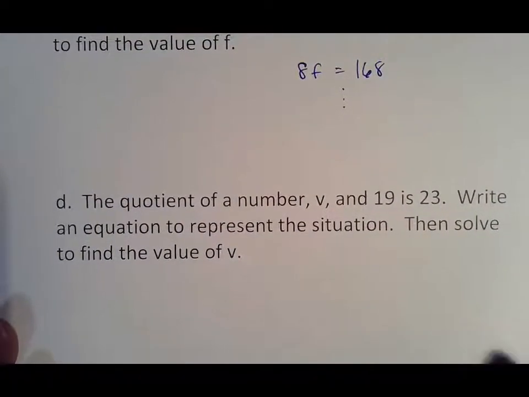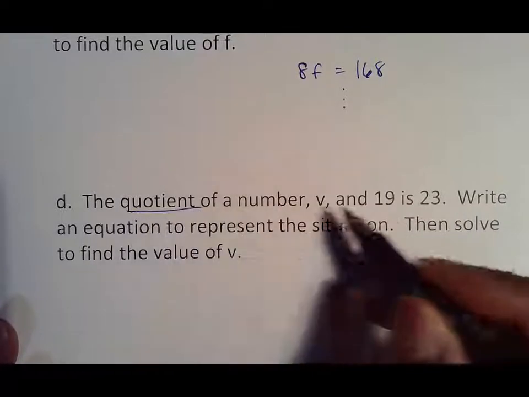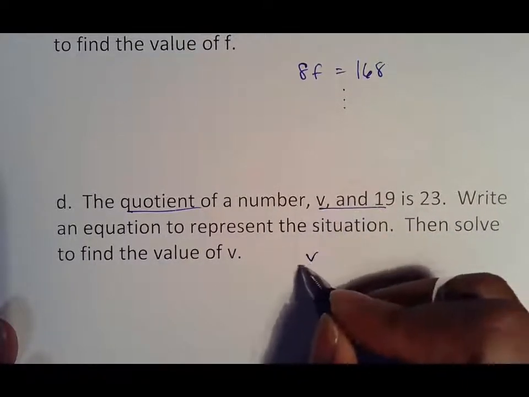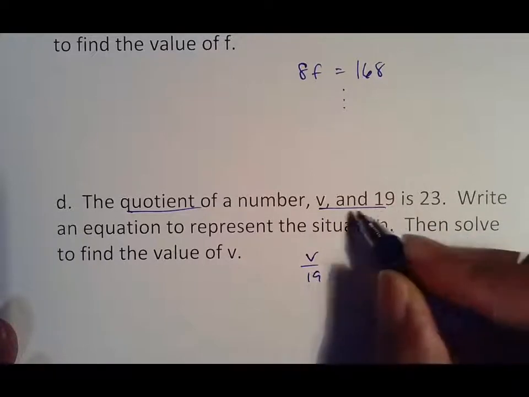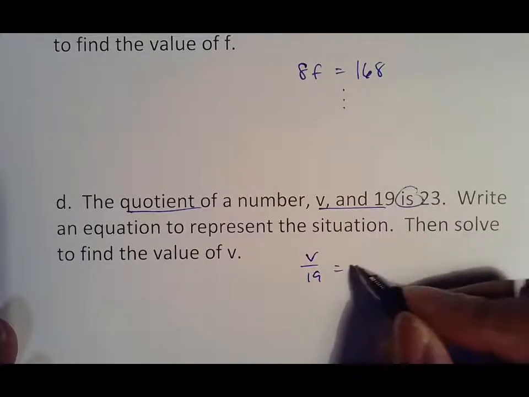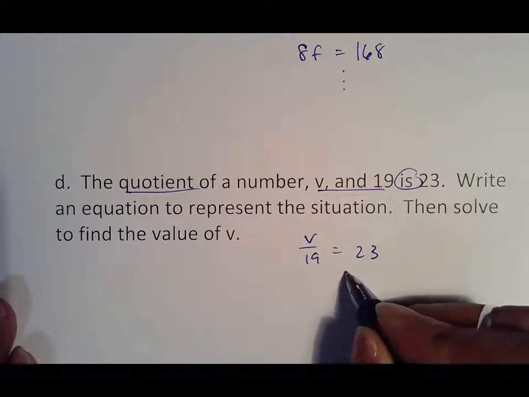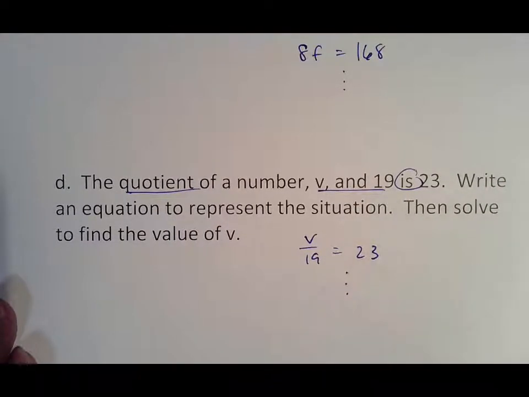The quotient of a number v and 19 is 93. Quotient means it's a division, so that means you're going to make a fraction. Whatever is put first goes on top. So it becomes v over 19, is means equals, 23. Remember that to solve this, we would multiply both sides by 19, get our answer.